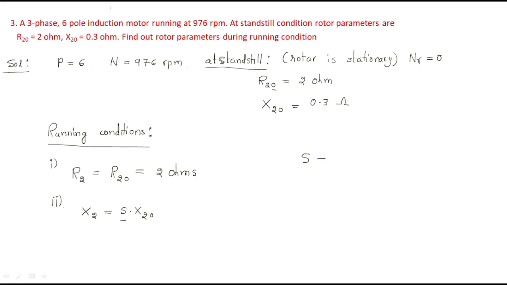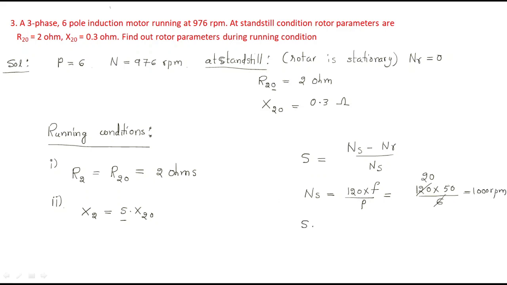Now we will find out the slip value. What is the formula for the slip? (Ns minus Nr) divided by Ns is the slip. First you have to find out Ns. Ns equals 120 F by P. This is 120. What is F? It is 50. What is P? The number of poles is 6. So 120 times 50 divided by 6 will become 1000.